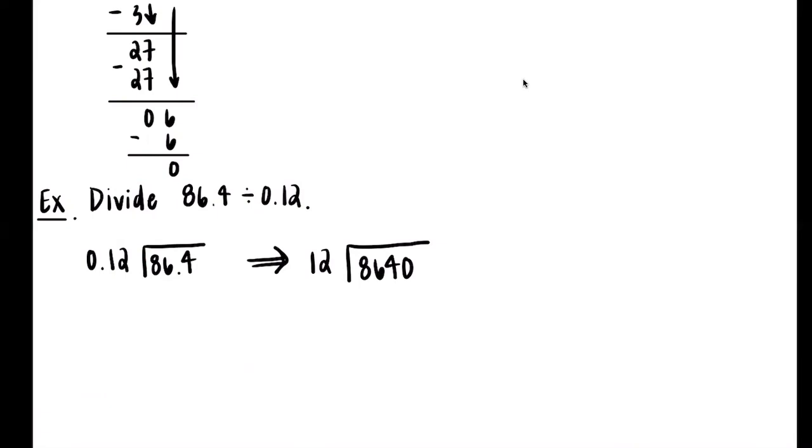So now, let's continue with the division. 12 cannot go into 8, but 12 can go into 86. How many times we thinking? Well, 7 times.